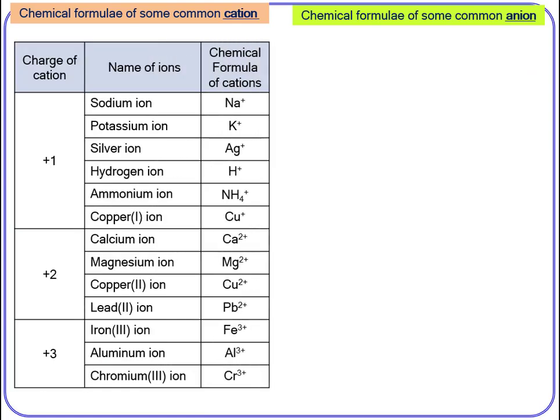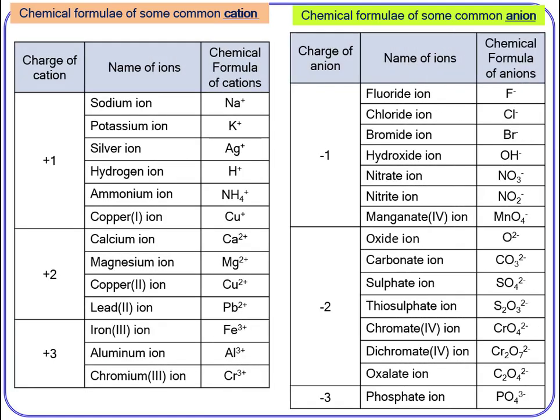Then these are the chemical formulas of some common cations and anions, which I think you should memorize. The chemical formulas of cations as well as anions. That's all for 1.1. We will continue with 1.2. Thank you.